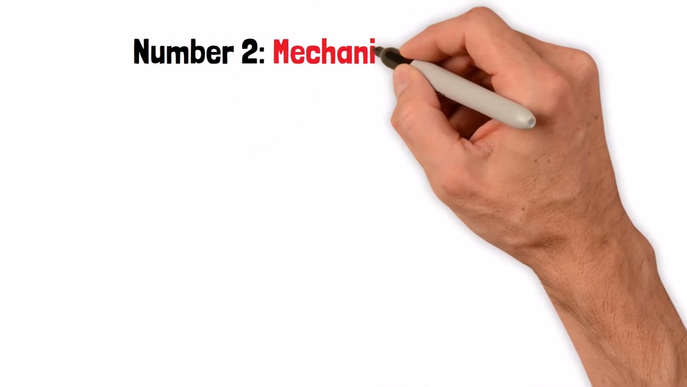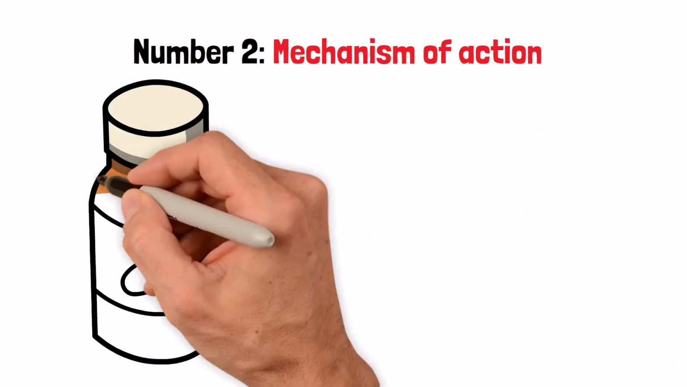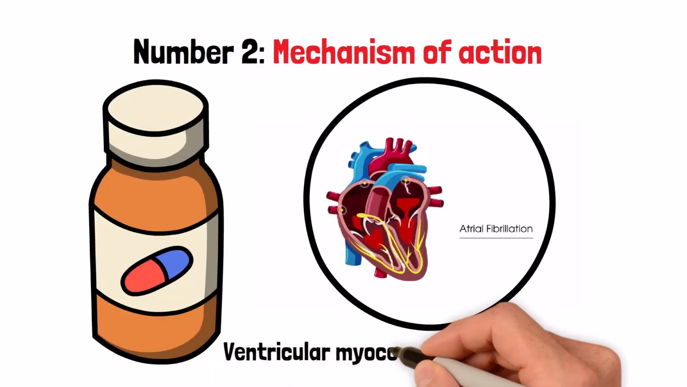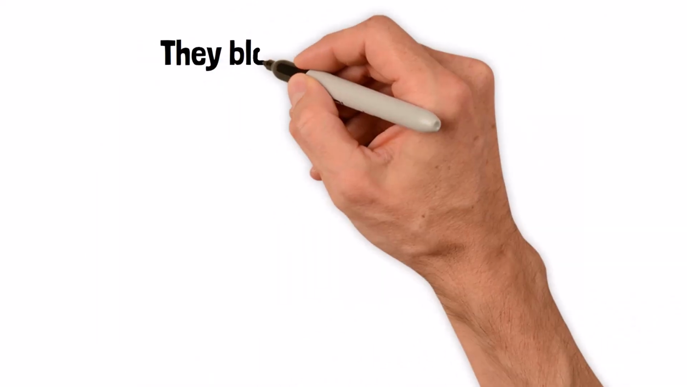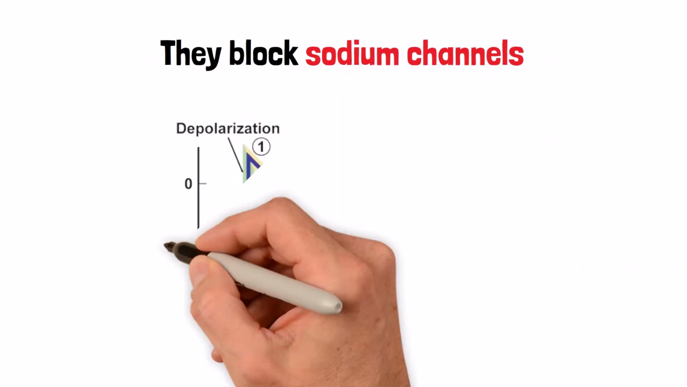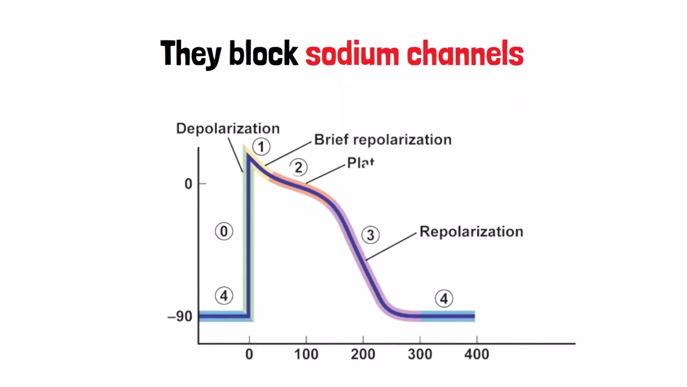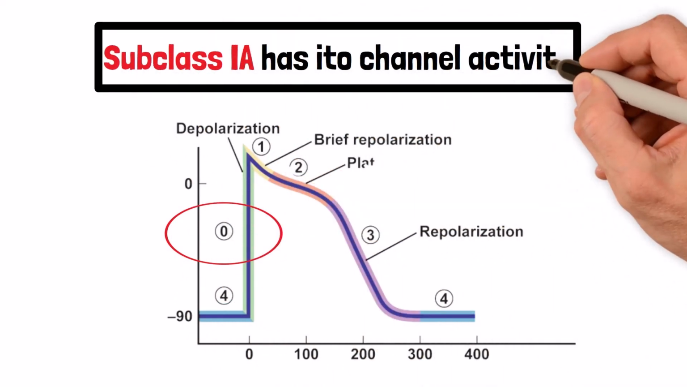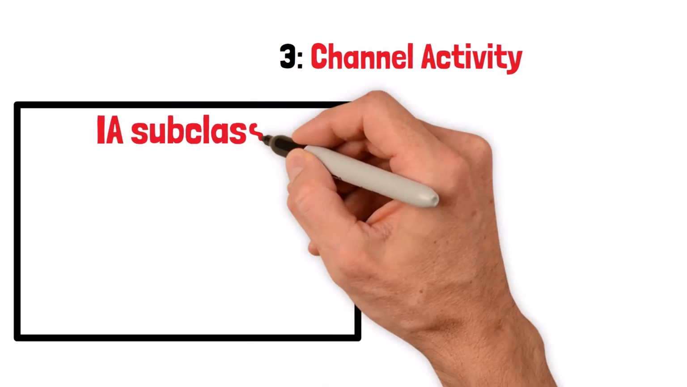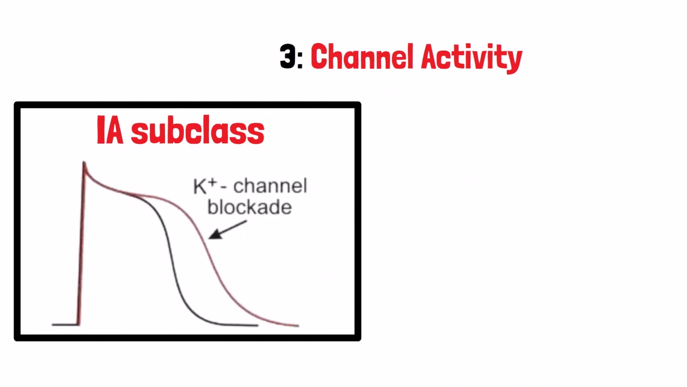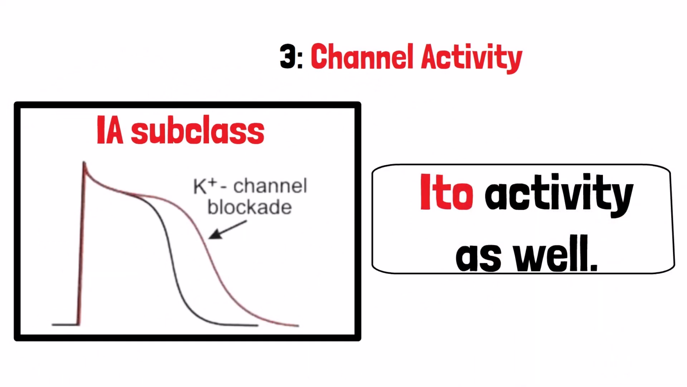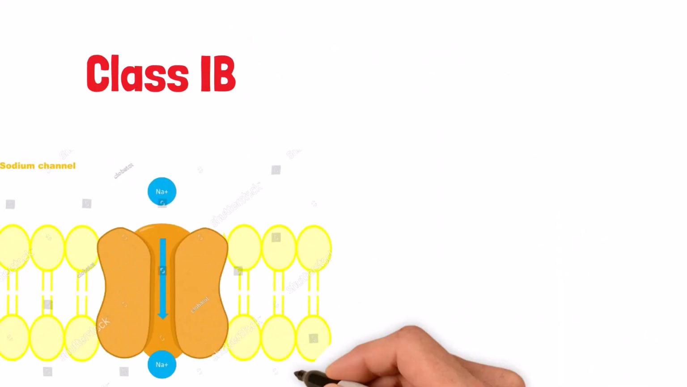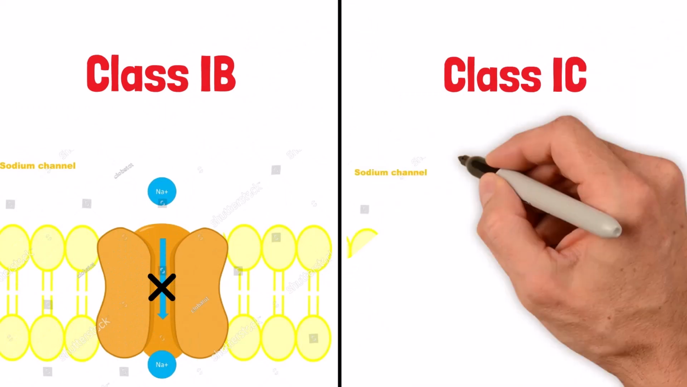Number 2. Mechanism of action. Class 1 antiarrhythmics work on atrial and ventricular myocytes and Purkinje cells. They block sodium channels, decreasing the rapid depolarization phase 0 of the action potential, slowing conduction. Subclass 1A also has Ito channel activity. Number 3. Channel activity. The 1A subclass blocks K channels or Ito activity. Class 1B blocks sodium channels. Class 1C also blocks sodium channels.